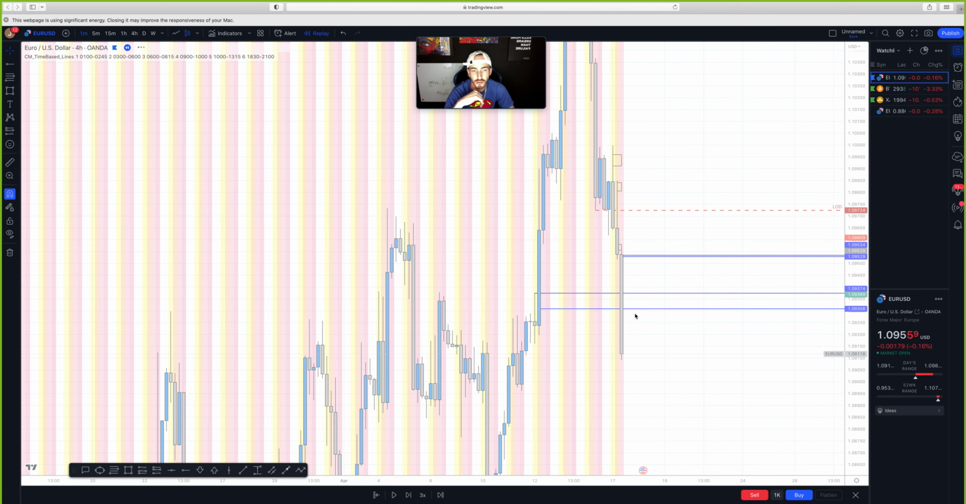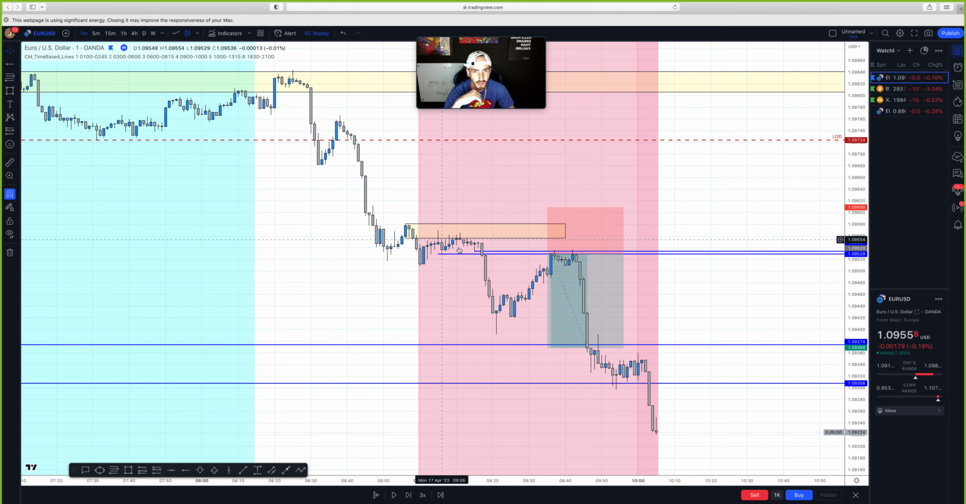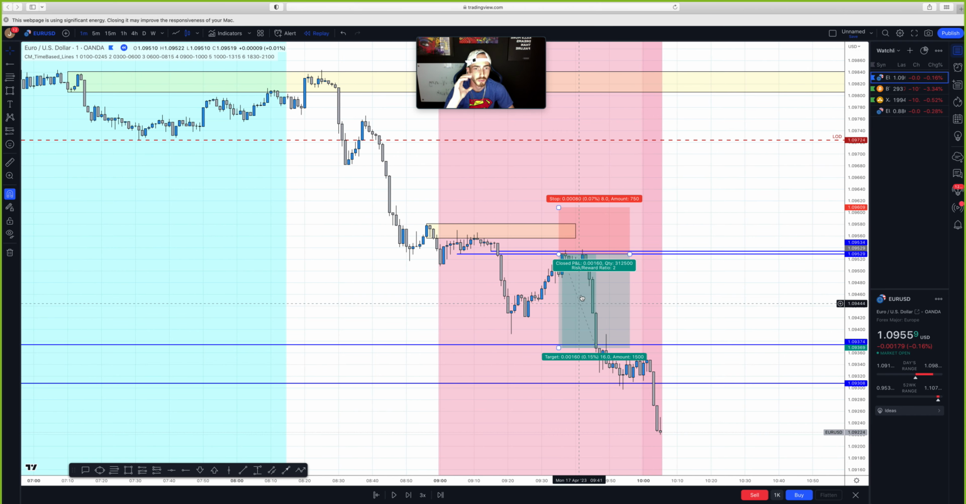As soon as the session opens, we saw the volume, this volume come in, and then this volume come in, creating this area of supply in our session. That's the key right there, that this area of supply was created in our session. We pull back into it and we continue the move.